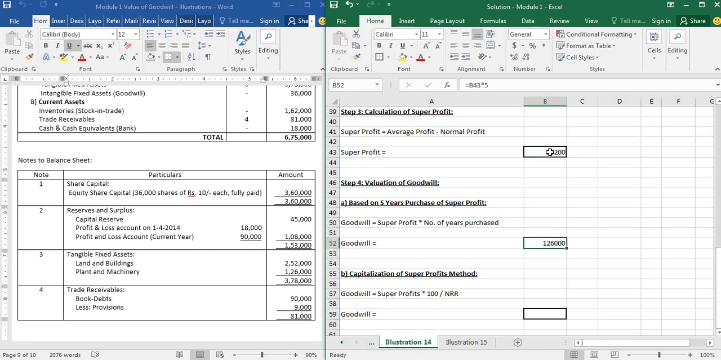So goodwill under this method will be 1,26,000, which is 25,200 into 5. Then next is capitalization of super profit. Under capitalization of super profit, the formula is super profit into 100 divided by NRR, which is 15. We get 1,68,000 rupees as our goodwill under this method.